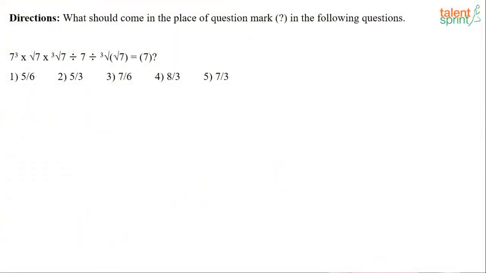5 by 3. Nilab says 5 by 3, which is option 2. Pravalika says 7 by 3, which is option 5. Ajit says it should be option 4, 8 by 3. So what is happening? You guys are giving me all the options. Three options have already been given: 5 by 3 or 8 by 3 or 7 by 3. What do you think is the answer?